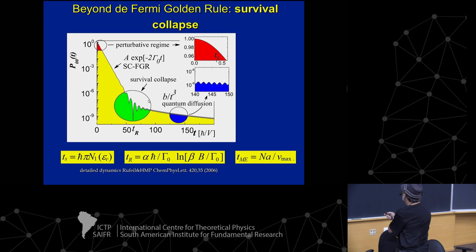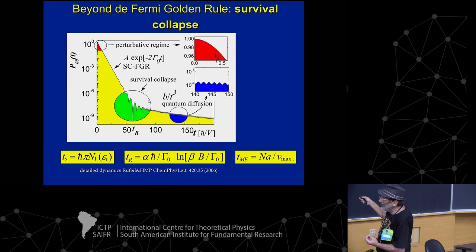And the time of the mesoscopic echo will correspond essentially to something that has to do with the number of sites that you have in the chain. That will be the Poincaré recurrence. And if the chain is infinite, this time will be infinite. And essentially, when you observe the survival collapse, and that's the interesting thing, at this point there is almost no chance to find the particle in the original site.